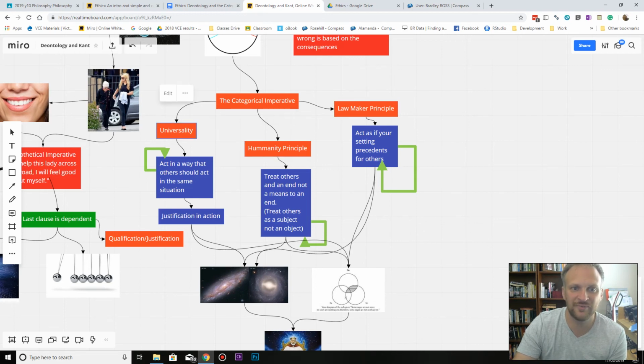So we're going to call this the principle of universality, right? And again, the justification for performing this is in the action itself. Notice in here I haven't got 2 clauses. I just say act in a way that others should act in the same situation. I haven't said because, I haven't told you why, it's just right in and of itself. So write down the universality principle and make a note about the fact that its justification is self-contained.